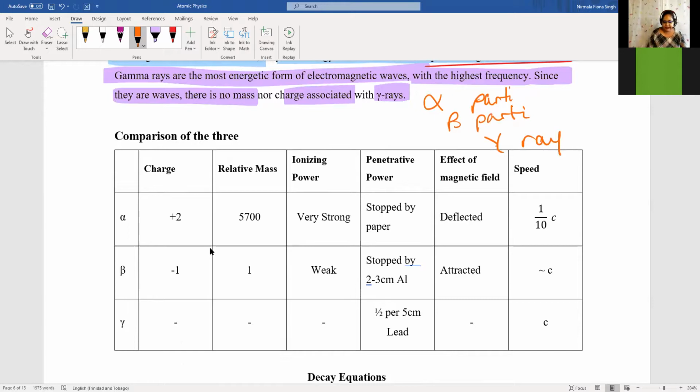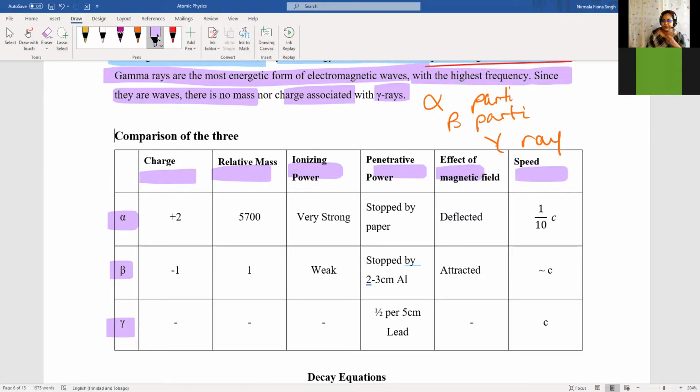So let's look at the comparison of the three. All right, so we have alpha, beta, and gamma. We can look at charge, relative mass, ionizing power, penetrative power, effect in a magnetic field, and speed. So alpha particles have a +2 charge. Why do they have a +2 charge? Because they have 2 protons.